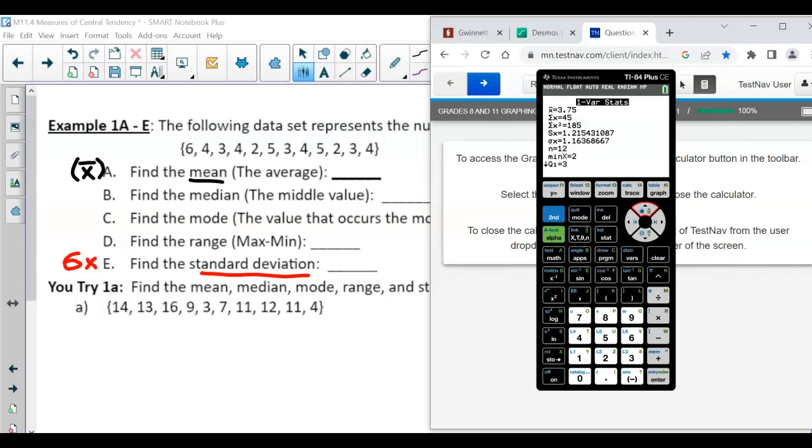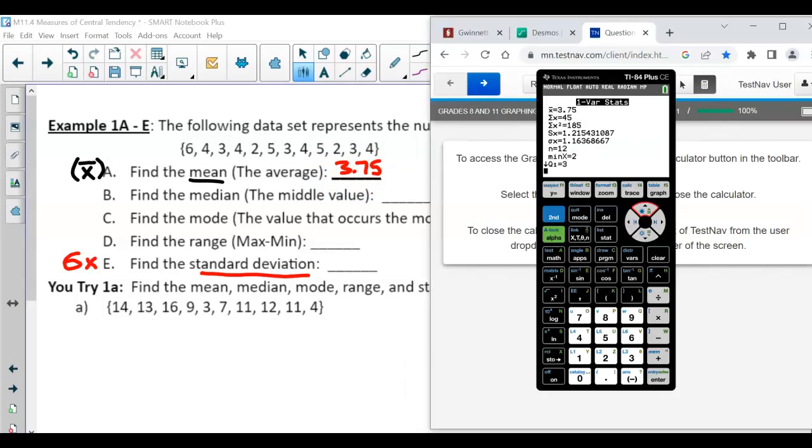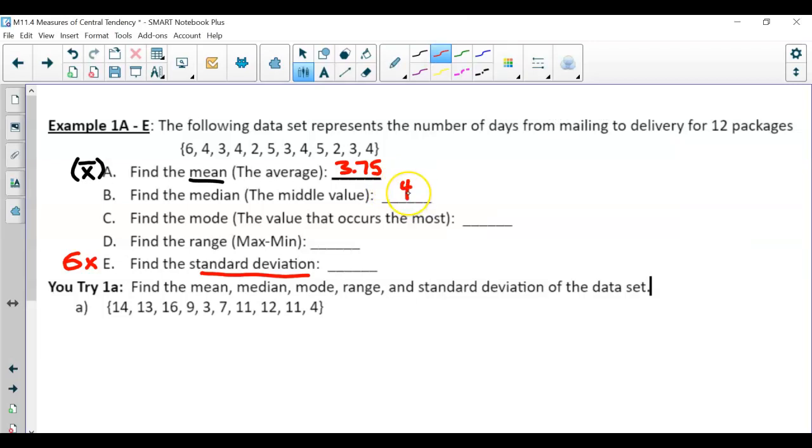That is your mean. So the mean is 3.75. Now, the median, well, if you arrow down, here it is, MED. Median is 4, the middle value when you list them from least to greatest.